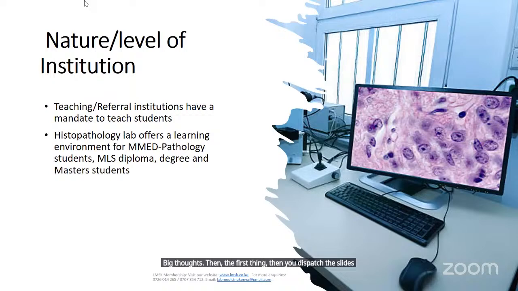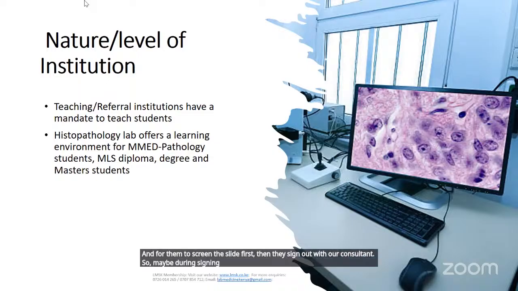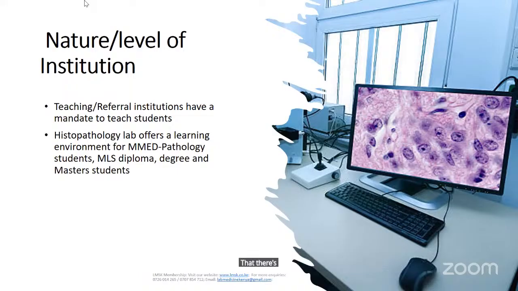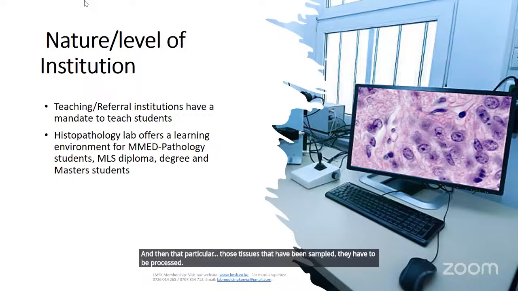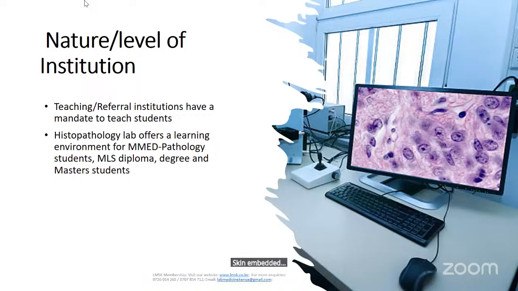The registrars are also given the chance to screen the slides first, then they sign out with a consultant. So maybe during signing out, the consultant realizes that there's some area of interest in that particular tissue that the registrar missed. They'll go back to the gross specimen, cut that area of interest, they regross it. And then those tissues that have been sampled have to be processed again, embedded, sectioned, stained again, then reported. So you see this back and forth. And it's not their fault, they are learning.